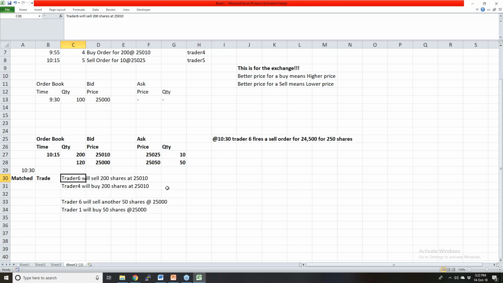So the order book is always generated even if the price does not match. A trade will get initiated when the price of a seller and a buyer cross, when the ask crosses the bid. It's not always that it has to be exactly the same. Whenever the ask crosses the bid, or a bid crosses the ask, a trade will happen. Not necessarily exactly the same.